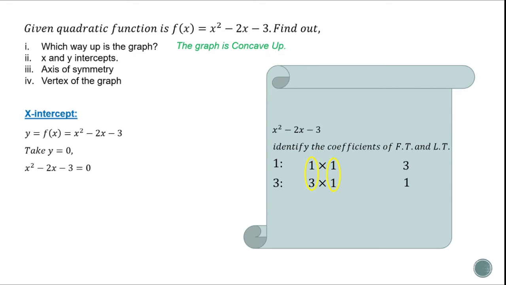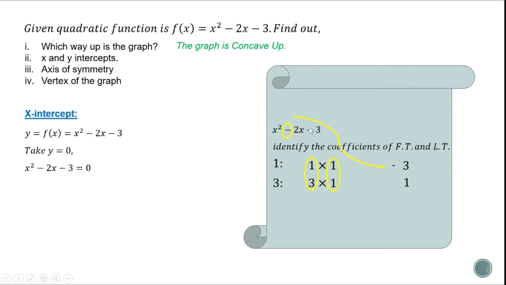But maths does not work on the basis of assumptions, so we have a specific technique to assign the signs to these numbers. So focus on the sign of the middle term in the given expression. It is minus. This sign you have to assign to the bigger number out of the two, which is 3 here.